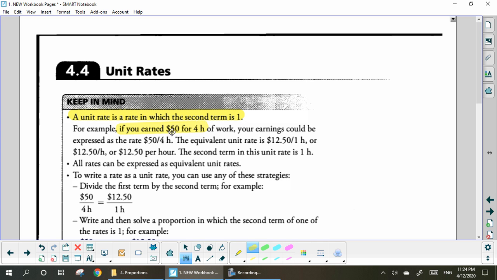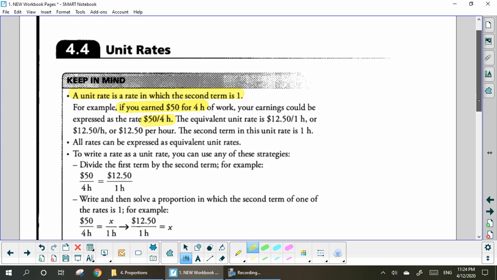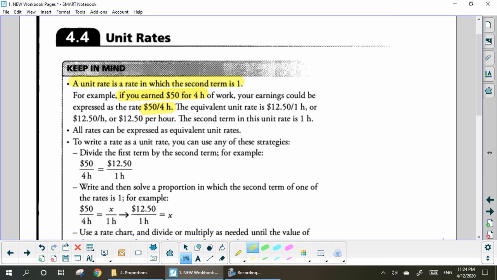So in this example, if you're earning $50 for 4 hours, your earnings can be expressed as a rate of $50 per 4 hours. If we are using equivalent fractions, or in this case equivalent unit rates, you can calculate that it's actually $12.50 for 1 hour. How do we do that? Well, we set up a proportion. You have a rate of $50 for 4 hours, and then you set up 1 hour on the other side because we're looking for the unit rate, and you will use a scale factor to calculate what the missing value is.